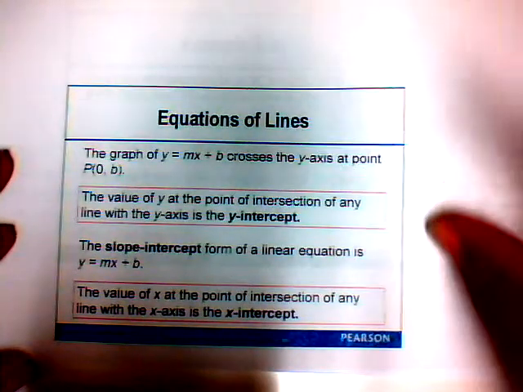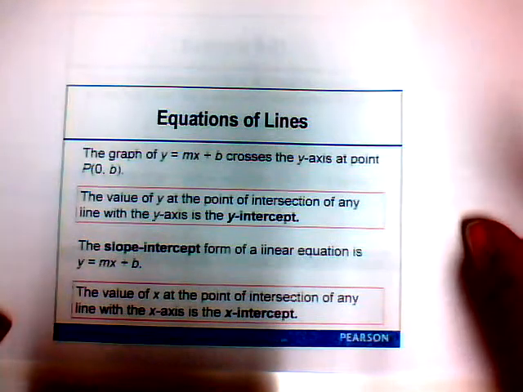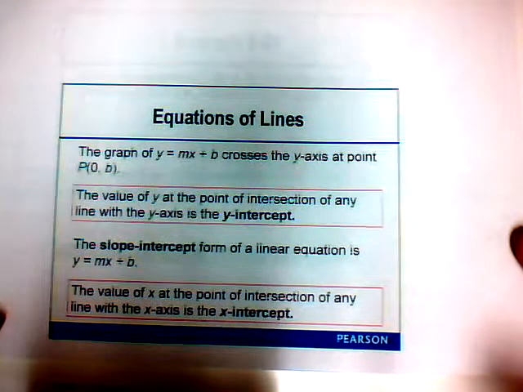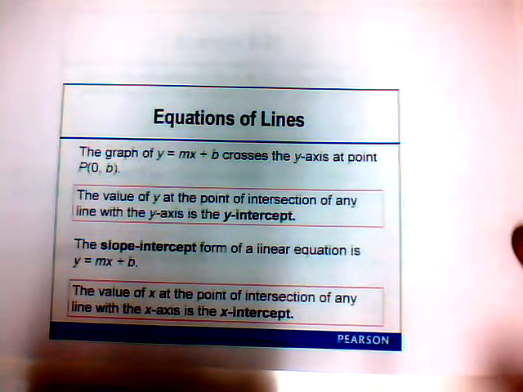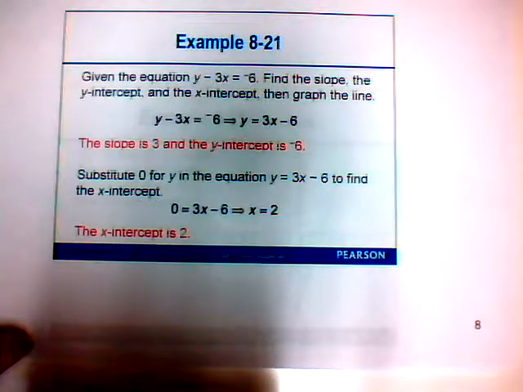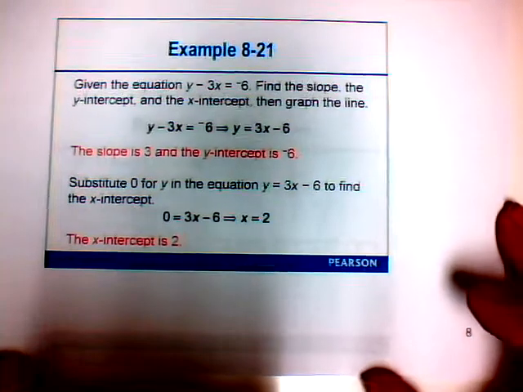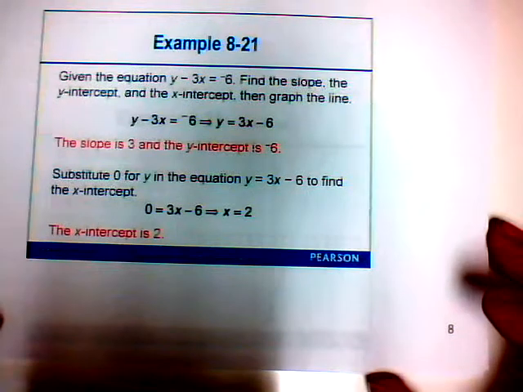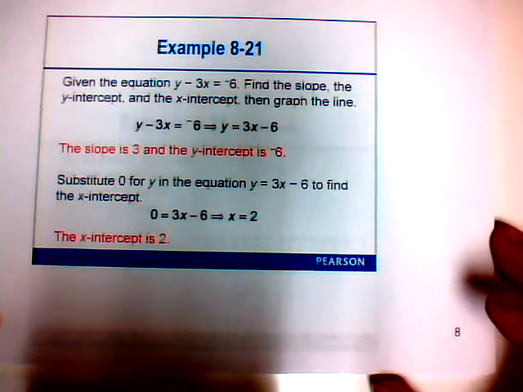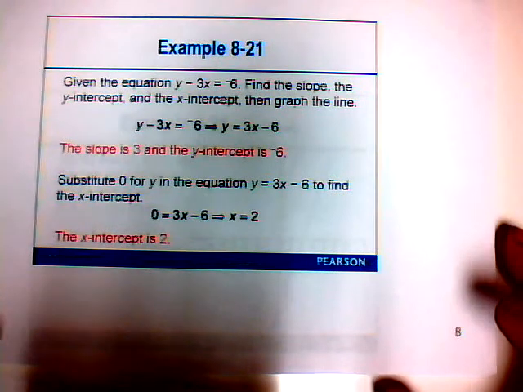So keep in mind, the x-intercept and the y-intercept are two separate points. The y-intercept is the point where the graph crosses the y-axis. The x-intercept is the point where the graph crosses the x-axis. Look at this example here. Given the equation y minus 3x is equal to negative 6, find the slope, the y-intercept, and the x-intercept, and then graph the line.